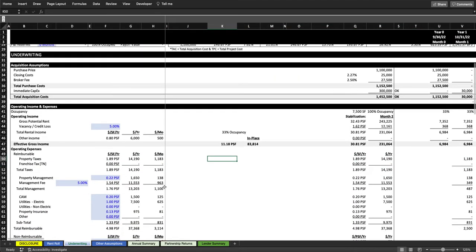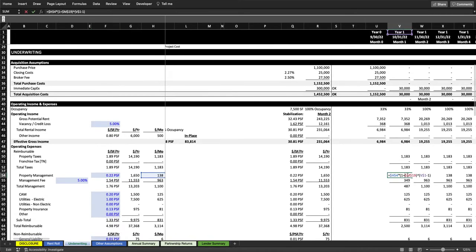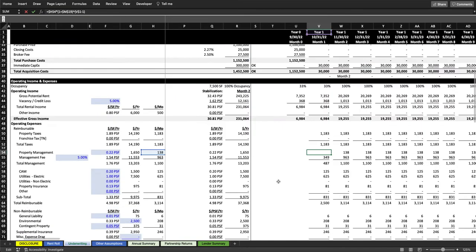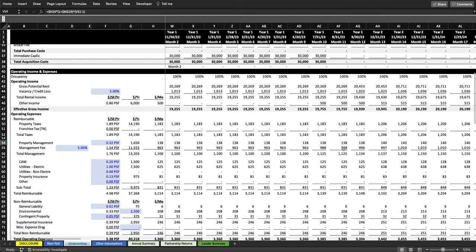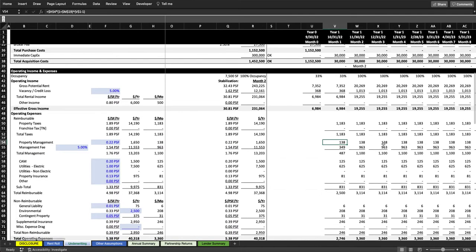Property management, we have a dollar amount per square foot per year. So right now, based on the dollar amount per square foot per year, you're showing that it's going to cost $138 per month, and we're growing that at 2% annually. So you'll see that starts at $138 per month, and then it goes up to $140 in that year 2.